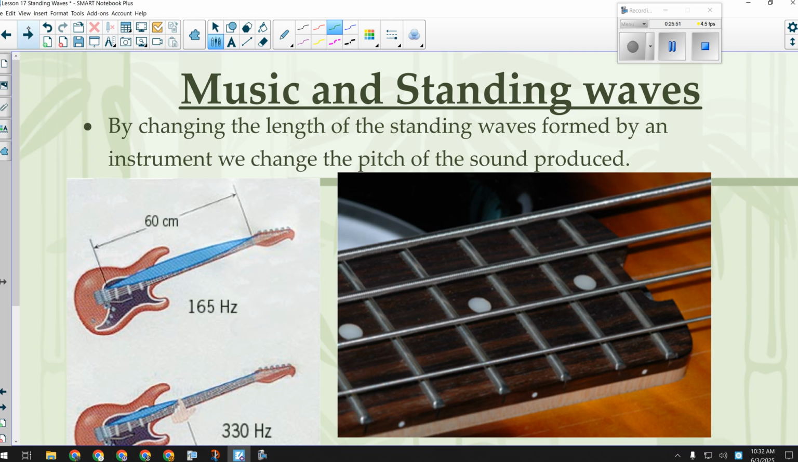I'm saying if you change the wavelength, you can change the frequency. Is that violating that rule at all? Sometimes it kind of seems like it, but it's not. The frequency is controlled by the source. The string is the source. If I change the source, I change the frequency.